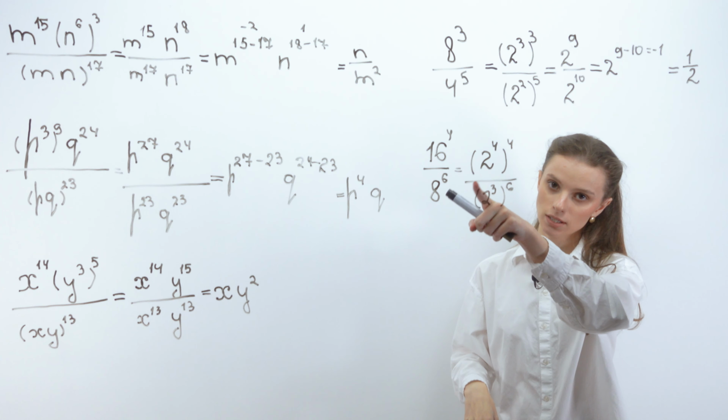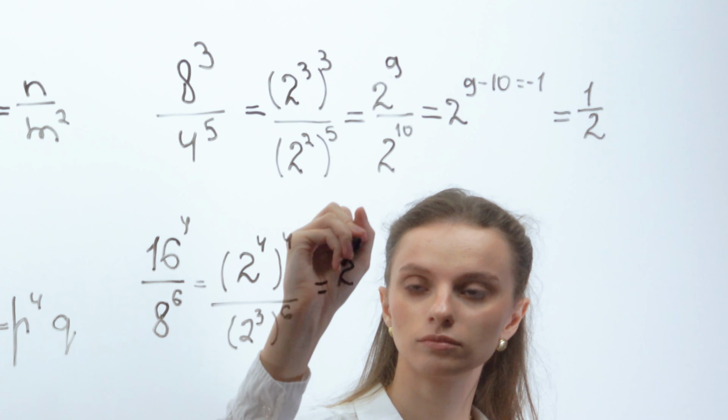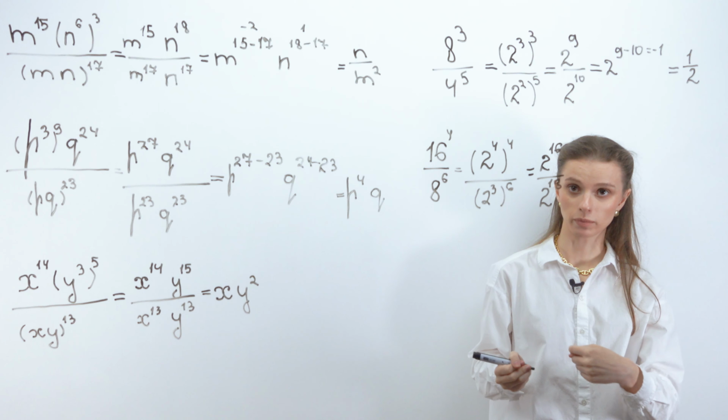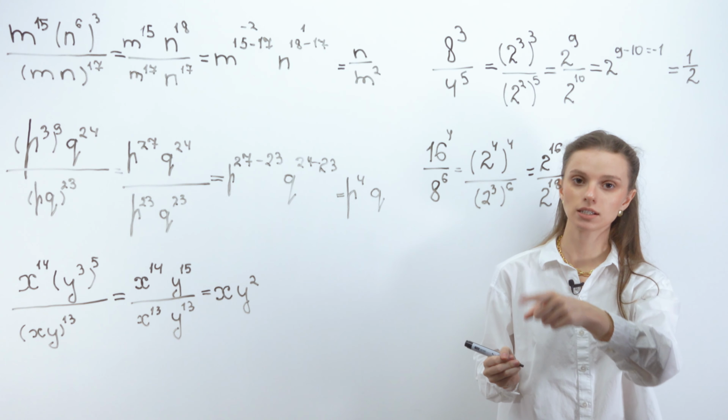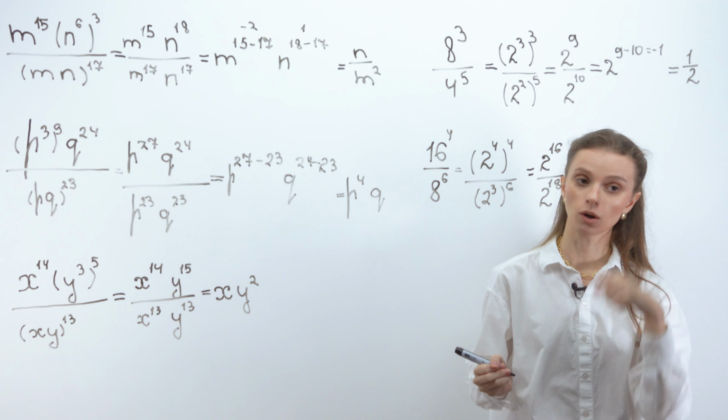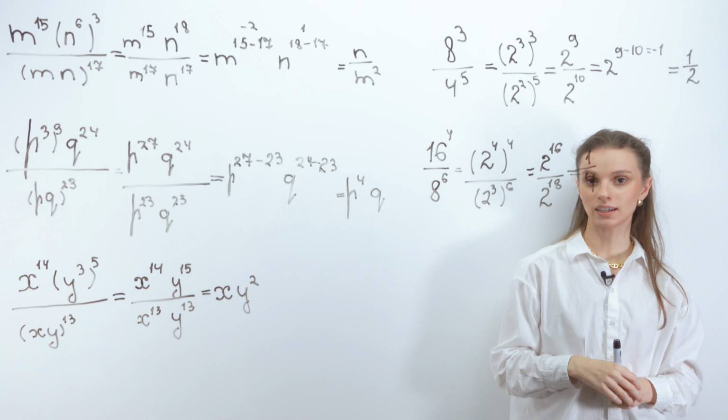Now, to open parentheses, I'm just going to multiply. 4 times 4 is 16, 3 times 6 is 18. And now I'm going to subtract my powers. So 16 minus 18 is negative 2. And 2 to the negative 2 is going to be 1/4. And that is your answer.